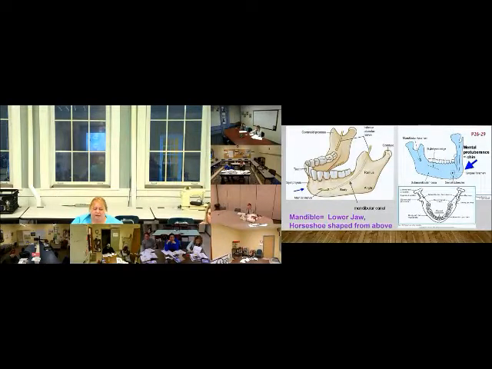Another landmark to point out is the mental protuberance, which is a really fancy way of saying chin. So why do they have to make it so complicated? I don't know. But so what's the mental protuberance? It is the chin. And that little bump there that is in blue, you should be able to pick up. The mandible is horseshoe-shaped from above. This fact also plays in later when we study radiology.